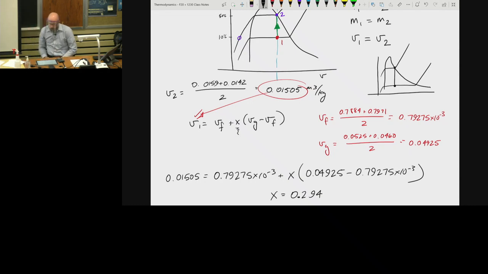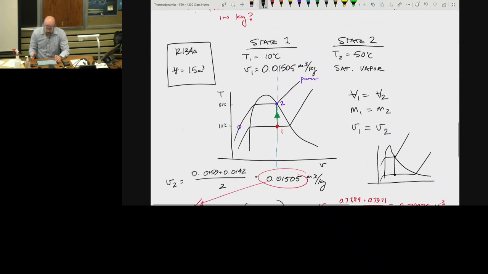In this case, it can draw you off. Okay, so we now know our quality is 0.294, 29.4%. Okay, how much vapor do I have at state 1? Well, the question is, how much mass is there in the tank? Because I know that 29% of that mass in the tank was vapor at state 1. I have to know how much mass is completely in the tank.